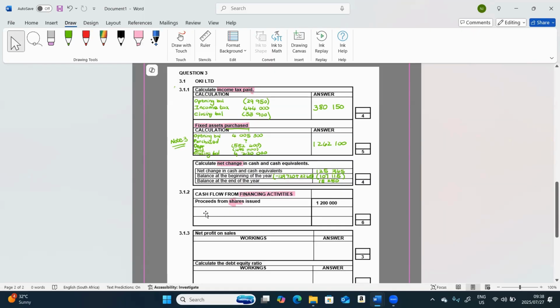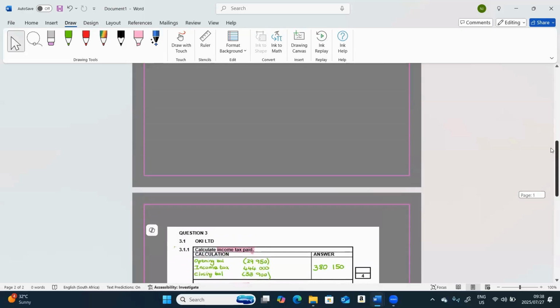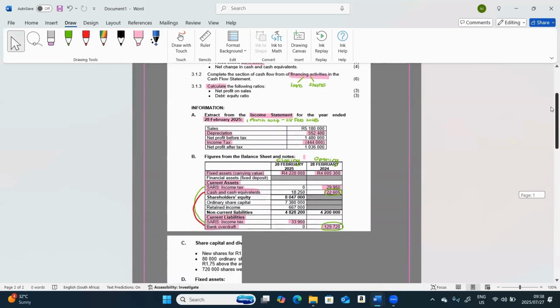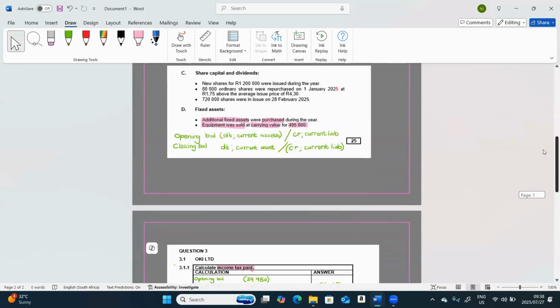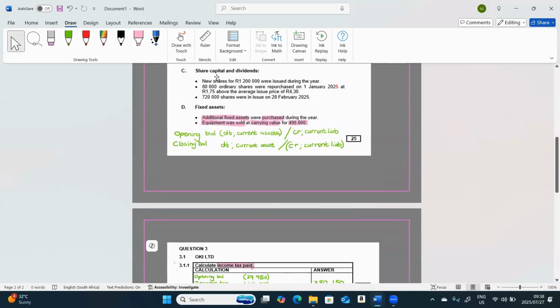Now let's go and read what else happened to our long-term loans and also to our shares. Now we can quickly go ahead and we can read about our shares over here. Share capital and dividends. They say new shares for 1.2 million rand were issued during the year. Guys, yes, we just checked our format. Our new shares that were issued, that means that we received, the public paid for these new shares. This is a cash inflow. It's already on my format.